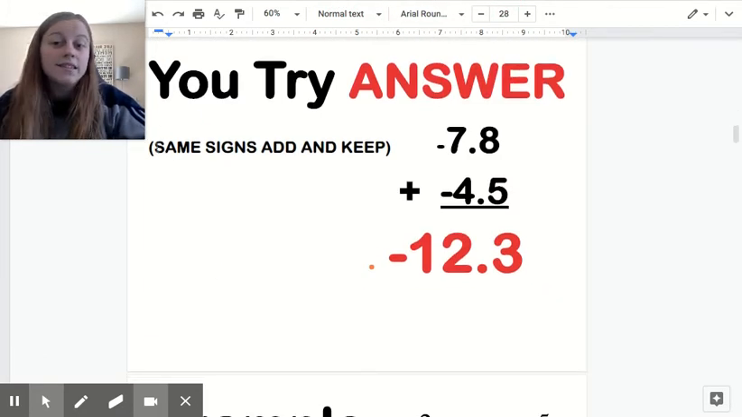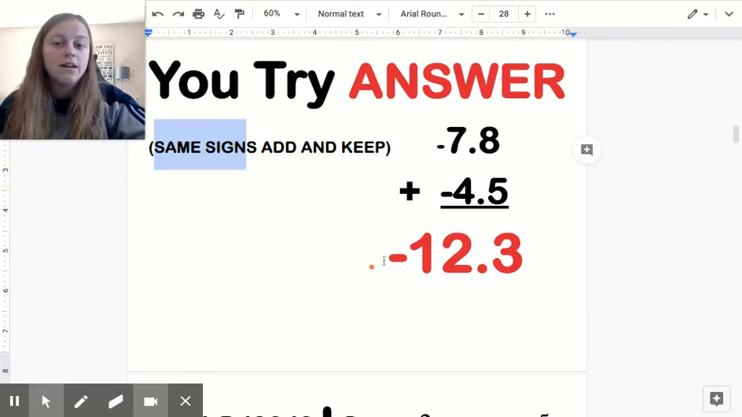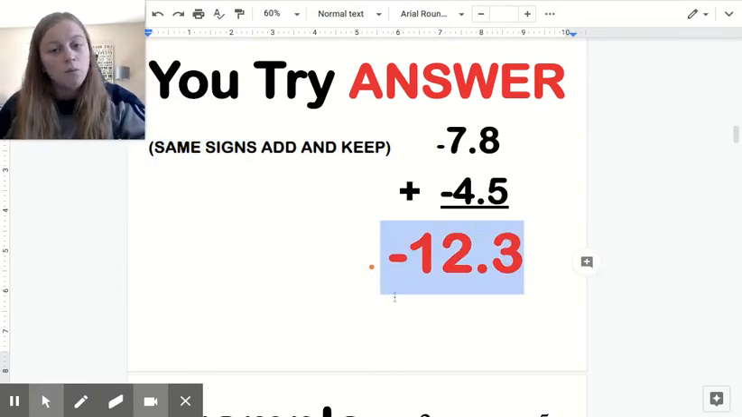So I have the same signs, so I'm actually going to add my two digits together to get 12.3, and I'm going to keep the sign. Same signs, add and keep. So if they were both negative, my answer is negative as well, negative 12.3.